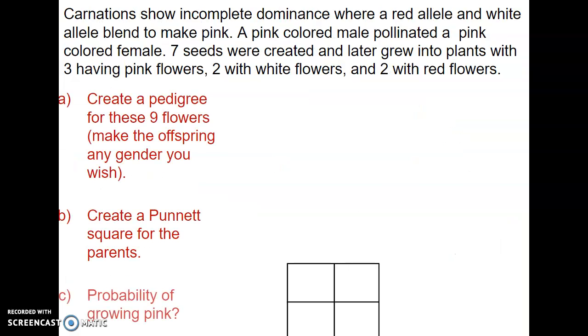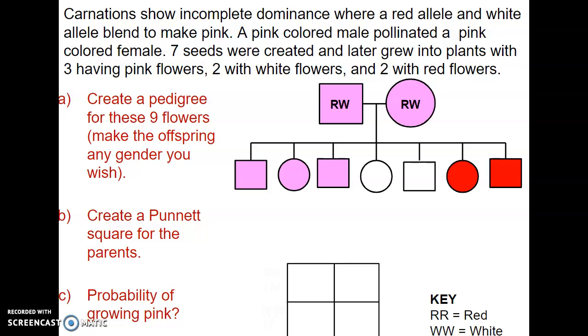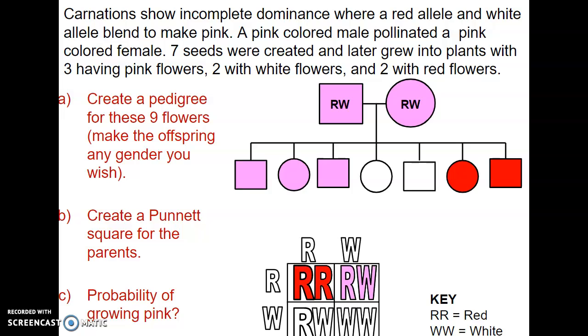Here's one more incomplete dominance problem for you. Please pause the video to complete the problem. And this couple had 1, 2, 3, 4, 5, 6, 7 children. 1, 2, 3, 4 males. 1, 2, 3 females. The oldest was a male and the youngest was a male. The middle child was a female.